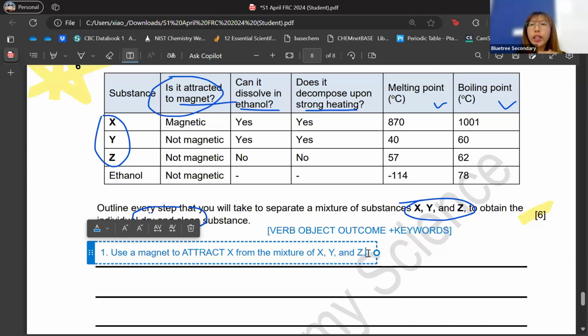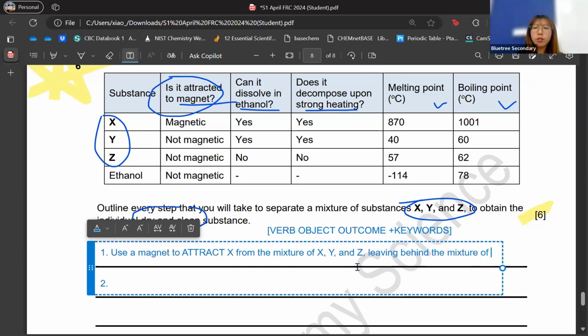Okay, so do you see that under step 1, we have already gotten sample X? And all these are solid individually, so sample X is already dry and clean. So now we are ready to go on, okay, to look at the remaining mixture. So don't forget to also talk about the remaining. Okay, so to attract X from the mixture of Y and Z, leaving behind the mixture of Y and Z. So when you write the substances that are left behind, it helps you to flow or connect to the next step. So now our mixture is containing only Y and Z.